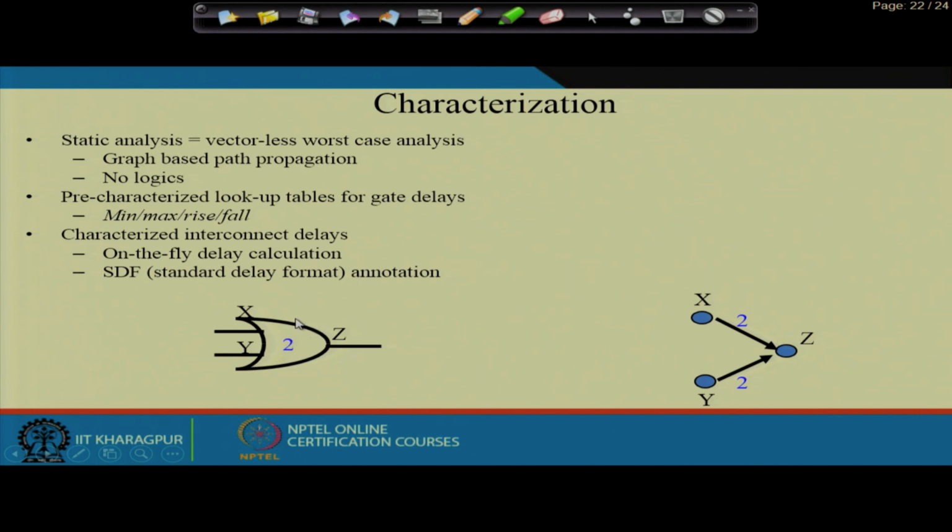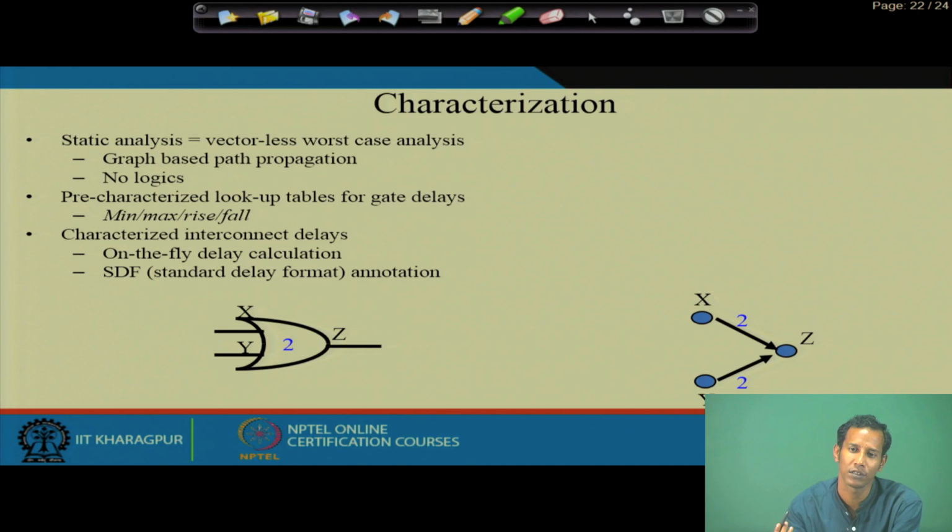If we use, let us say, 90 nanometer technology, then this particular gate delay will be, let us say, 1 nanosecond. If we use 180 nanometer technology, then the delay will be more, which will be 2 nanoseconds. So that information is technology specific, and it is stored in the lookup tables for all these gate delays. And for the interconnect delay, it is calculated on the fly.